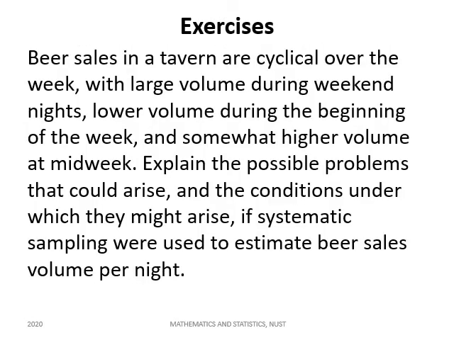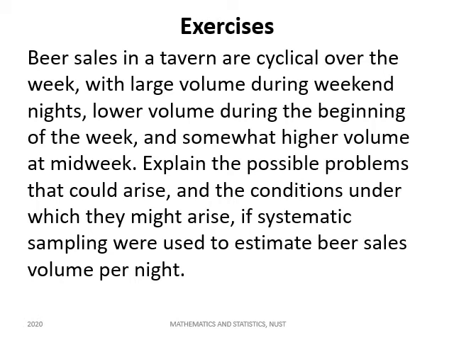Okay. So here's another example for you guys to think about. Then you can tell me what you think. So this one has to do with beer sales in a turban. We're told that they're cyclic over the week with large volumes during weekend nights, lower volumes during the beginning of the week, and somewhat higher volumes at midweek.